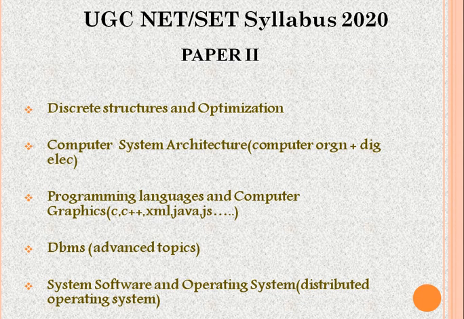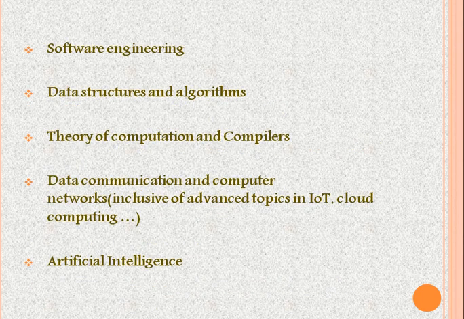The next, fourth topic is the DBMS, Database Management System. So advanced topics of database management system have been included. Next is the system software and operating system. In operating system, new topics based on distributed operating system have also been included. So totally we are having 10 sections or 10 chapters.